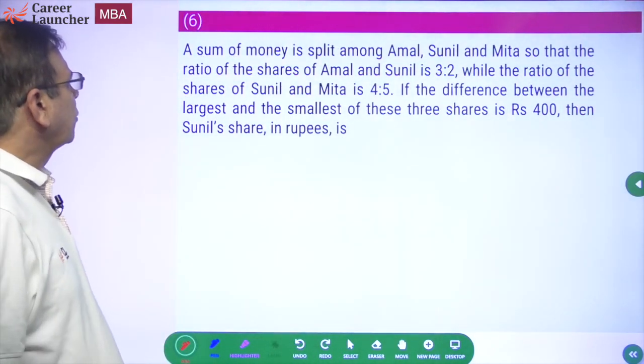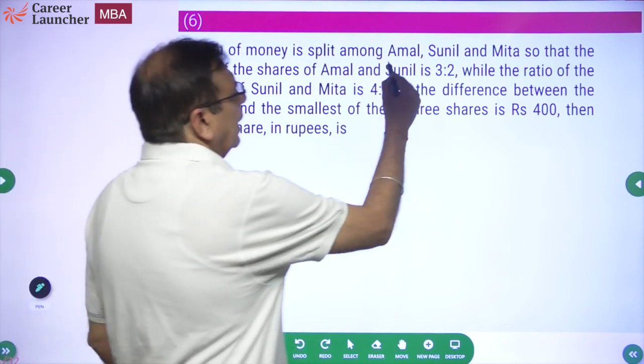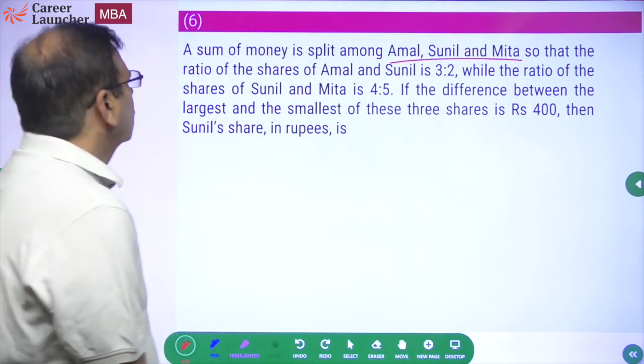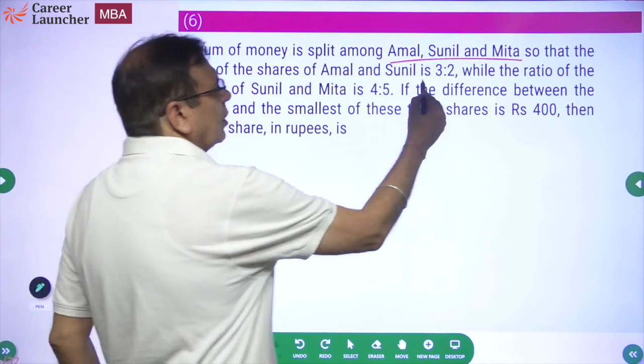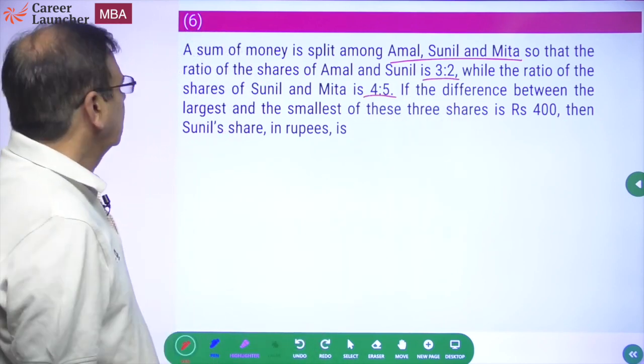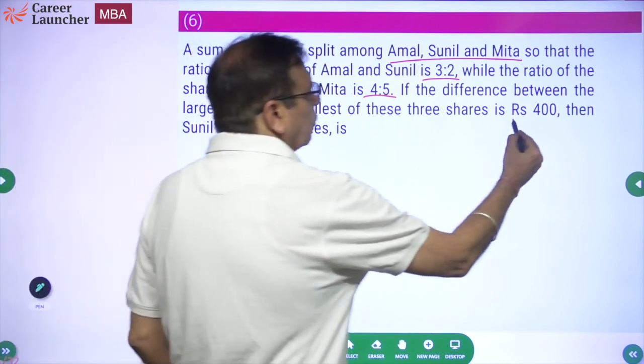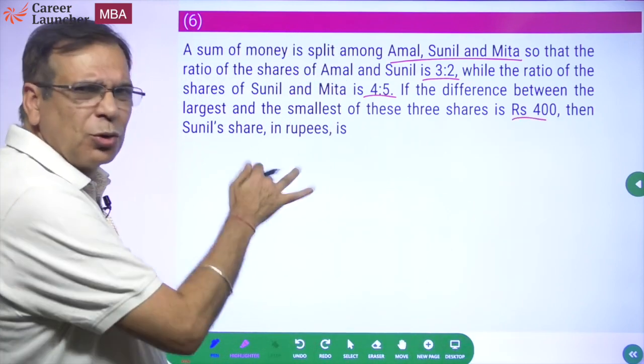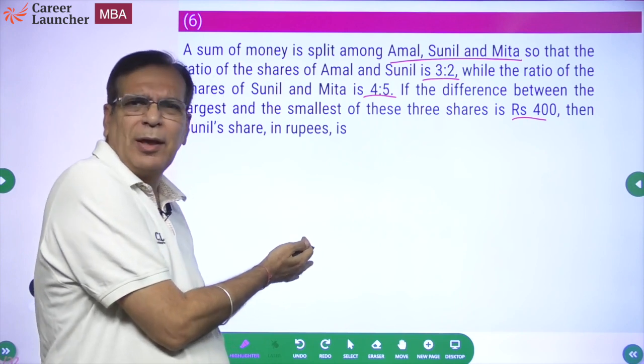Question 6. A sum of money is split among A, S and M so that the ratio of shares of A and S is 3:2, while the ratio of shares of Sunil and Meeta is 4:5. The difference between the largest and smallest is rupees 400. What is Sunil's share? There is no jugaad here. Sit and solve it. It is a simple ratio question.